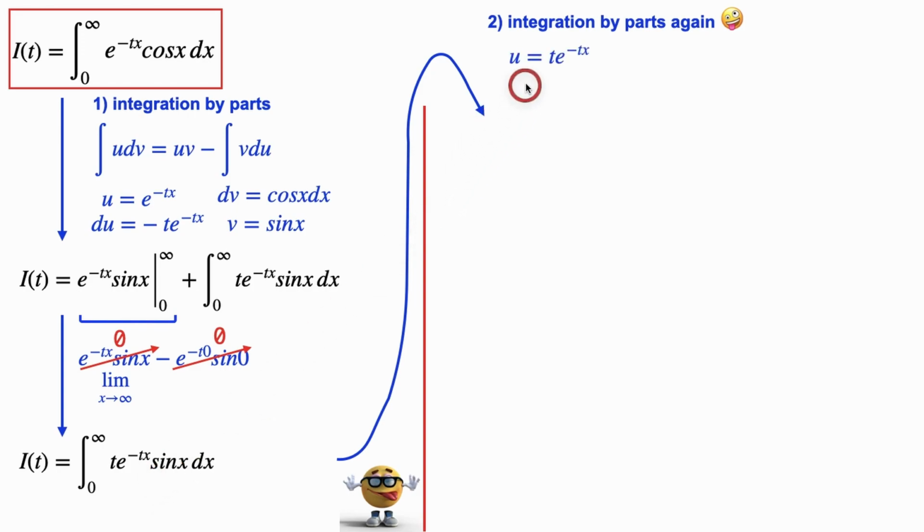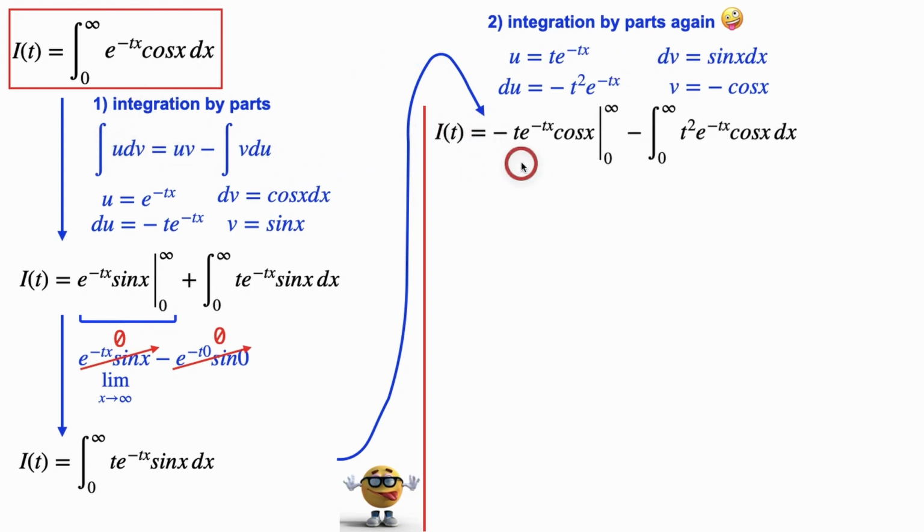Yes. So we'll set u equal to t times e to the negative tx. Then dv will equal everything else, the sine x down here. Take the derivative, du equals negative t squared e to the negative tx. Take the integral of dv to get negative cos x. And we'll plug these into our integration by parts formula to give us u times v, which is what we got from here, 0 to infinity, minus the integral of v, which is cos x du, which is this part right here, and these negatives cancel out, so we're left with this.